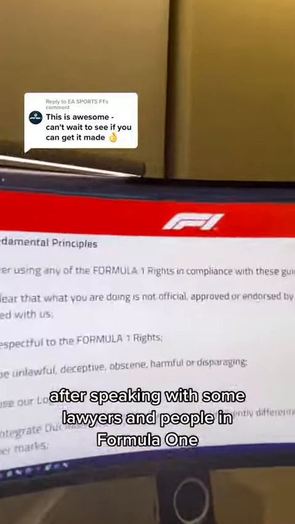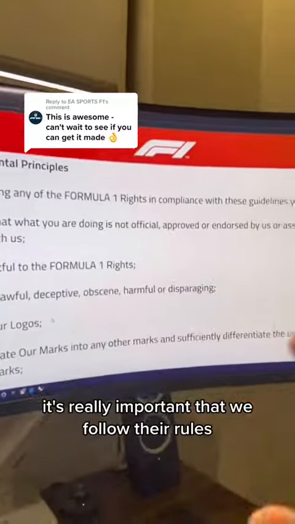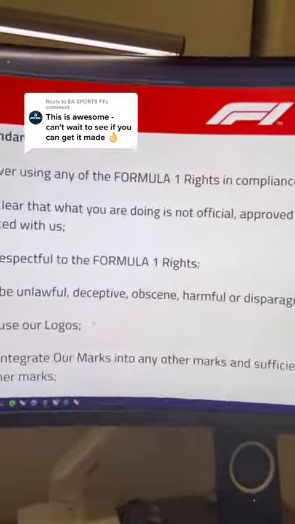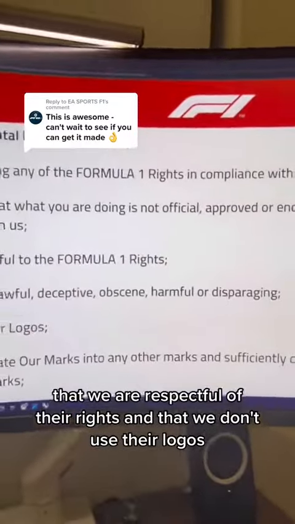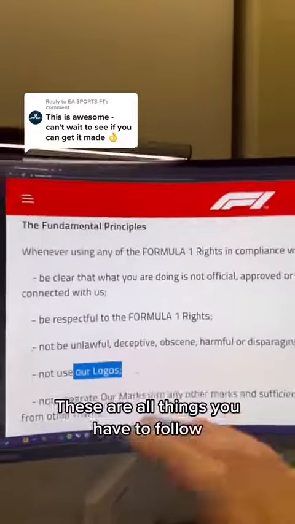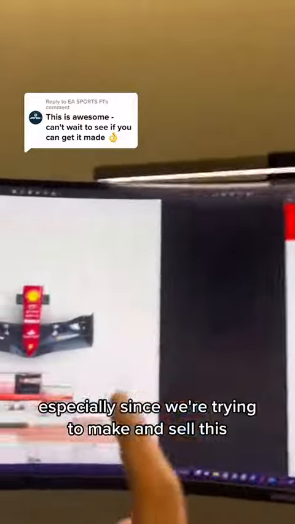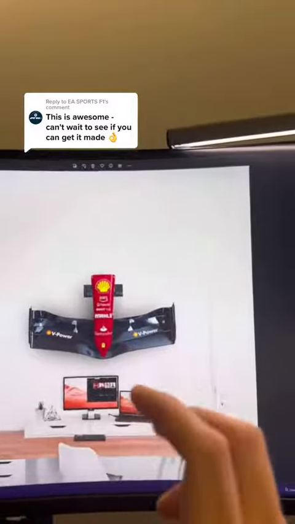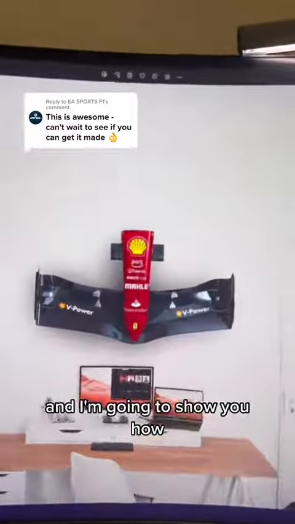After speaking with some lawyers and people in Formula One, it's really important that we follow their rules, that we are respectful of their rights, and that we don't use their logos. These are all things we have to follow, especially since we're trying to make and sell this. But there's a way that we can do it, and I'm gonna show you how.